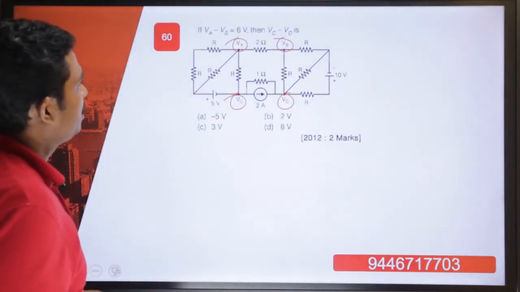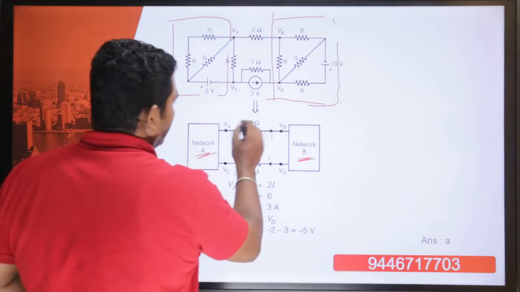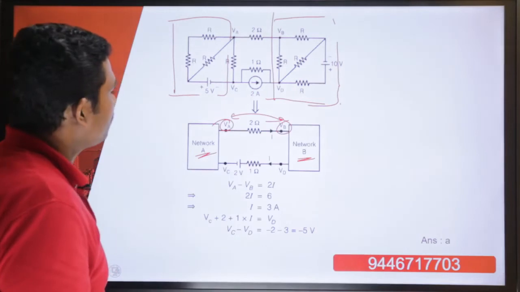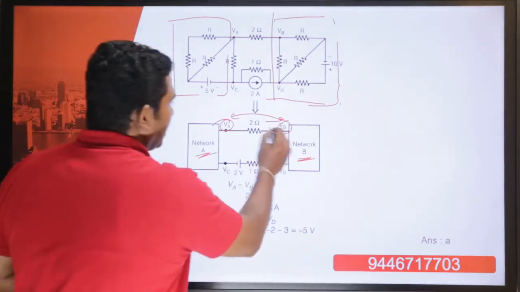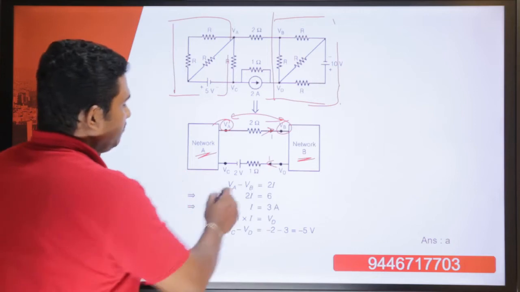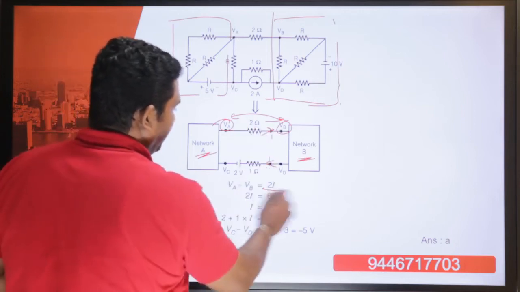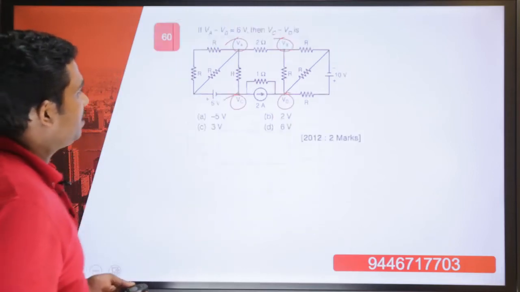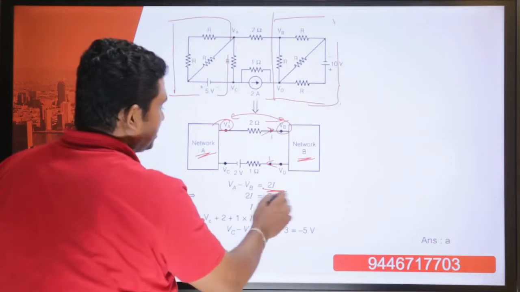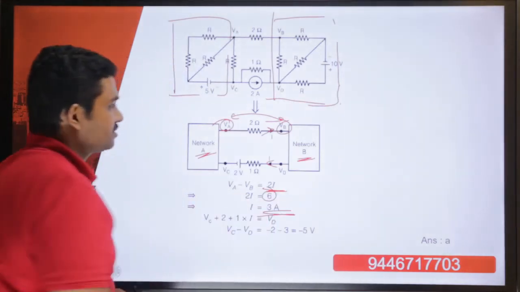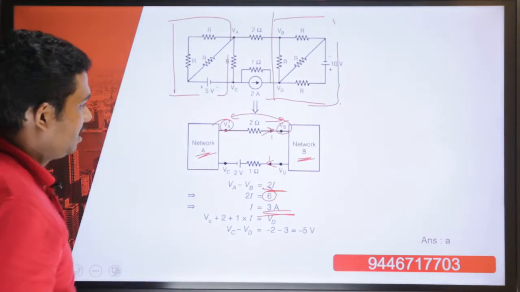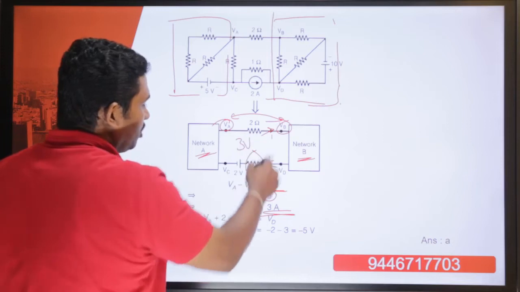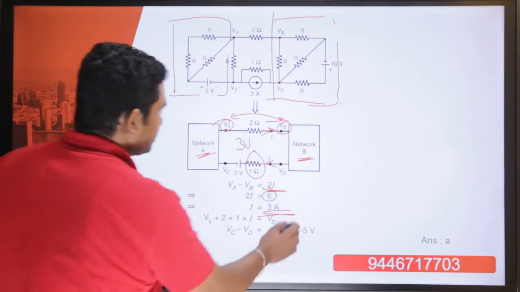So what is to be found out? If VA minus VB is equal to 6, and if I is the current that is circulating, you can see VA minus VB is the drop 2I. So VA minus VB is equal to 2I, and VA minus VB is given as 6. So that means 2I is equal to 6, that means I is equal to 3 amperes. If I is equal to 3 amperes, the 3 amperes will produce a 3 volt drop on the 1 ohm resistance.